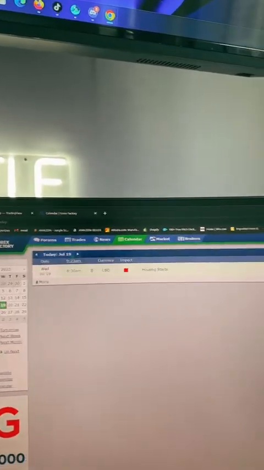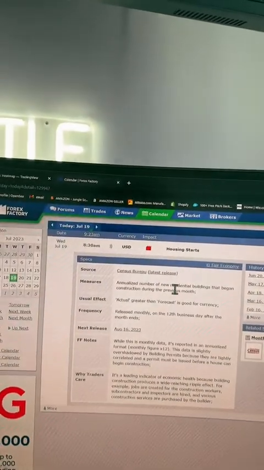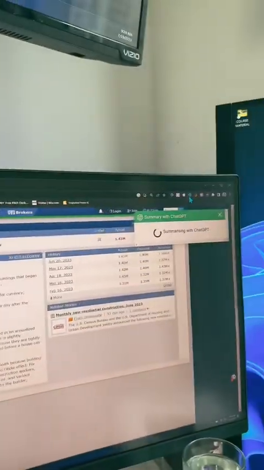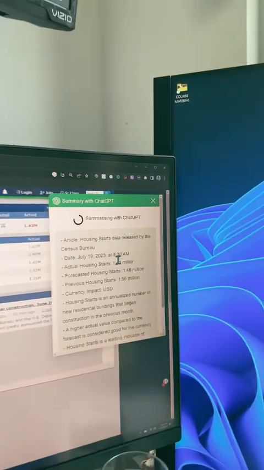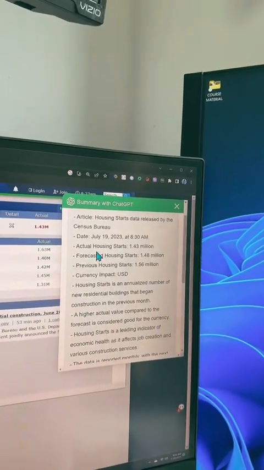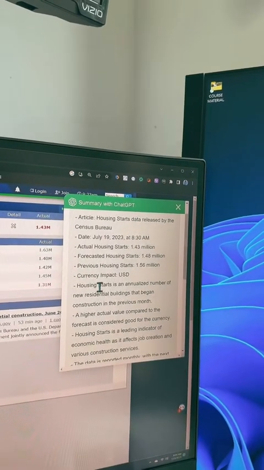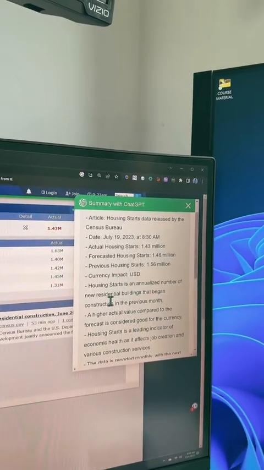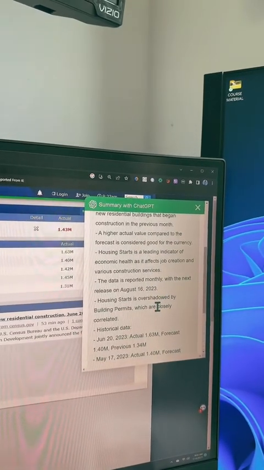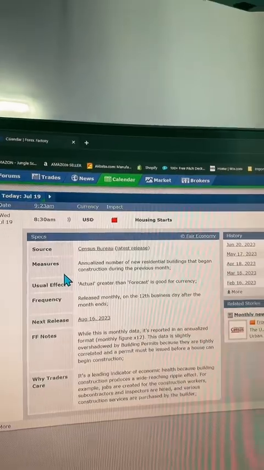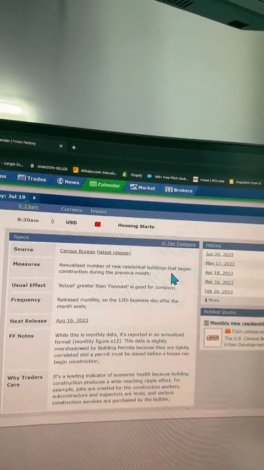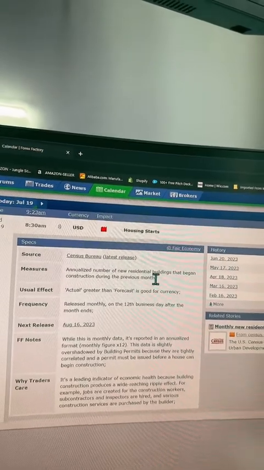Go to forexfactory.com. Click on the details here. If you don't understand what it says, you can use this plugin that I gave you guys yesterday. Okay. Actual housing starts data released by Census Bureau. It gives you the stats, current impact, USD, housing starts, the data is reported monthly, and so forth. So read this.